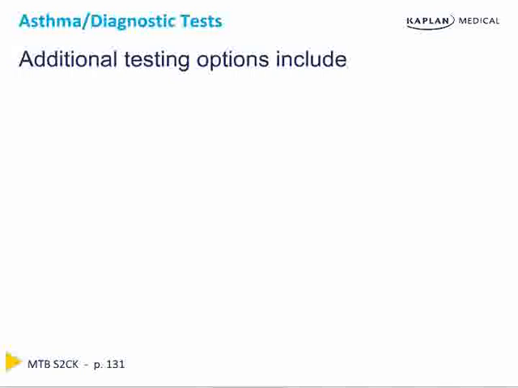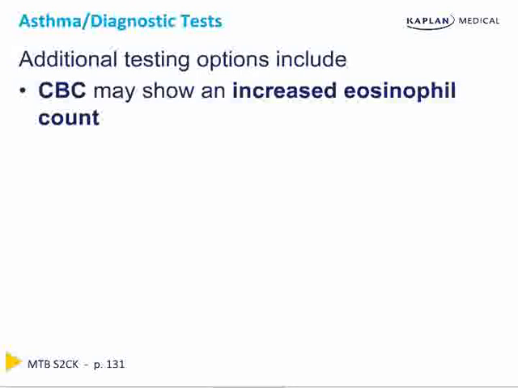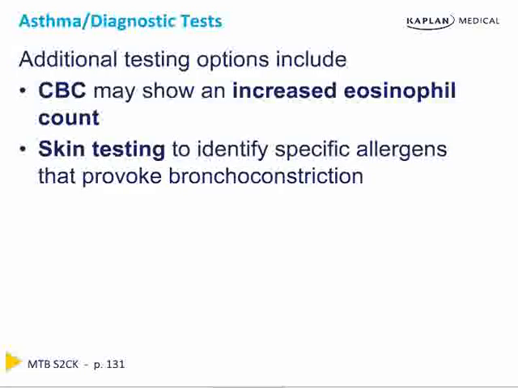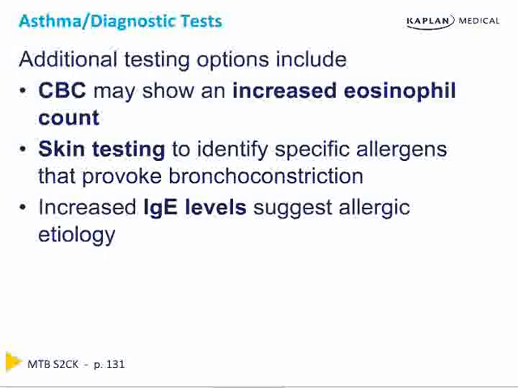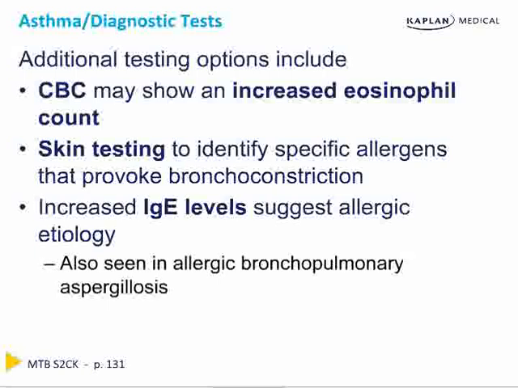In addition, there are a few other diagnostic tests that will help you to support a diagnosis of asthma, but in and of themselves do not make the diagnosis. These would include a CBC, which may show an increased eosinophil count, especially if the person has other atopic tendencies, such as eczema. Skin testing might identify specific allergens that can provoke bronchoconstriction, increased IgE levels to suggest an allergic etiology, and this can also be seen in allergic bronchopulmonary aspergillosis, which we will discuss in a future lecture.